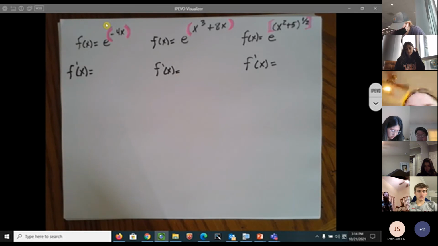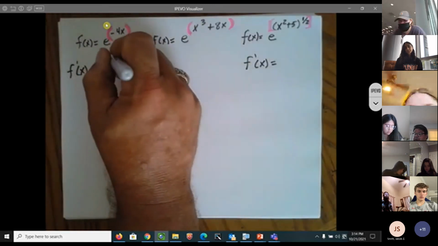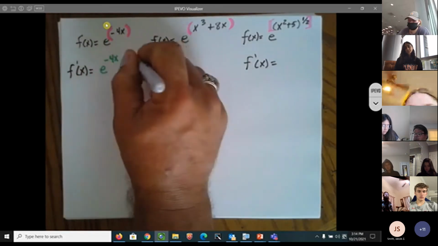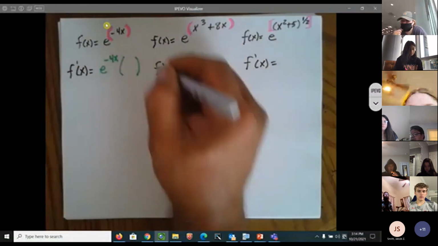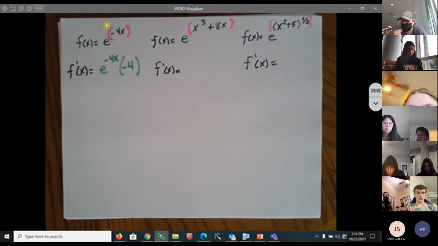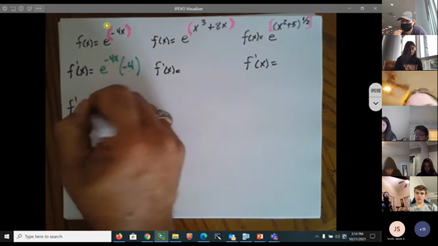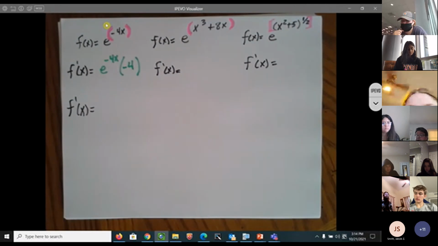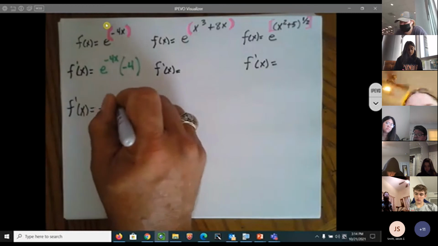So, the derivative of e to the negative 4x is e to the negative 4x. And then the derivative of negative 4x is negative 4. So your final answer is f prime of x is equal to negative 4 e to the negative 4x.